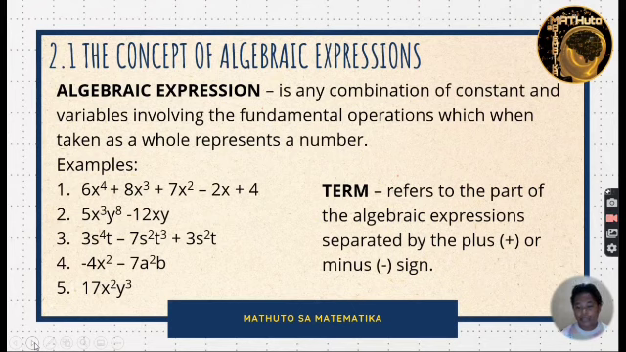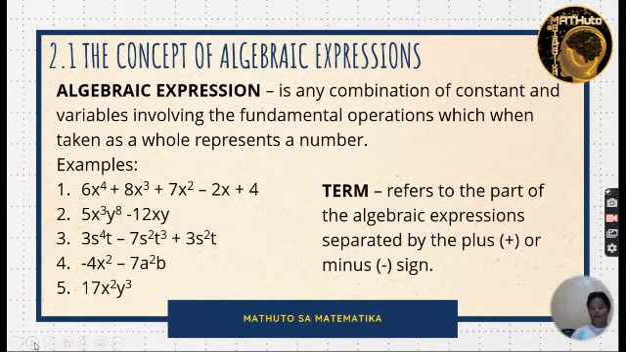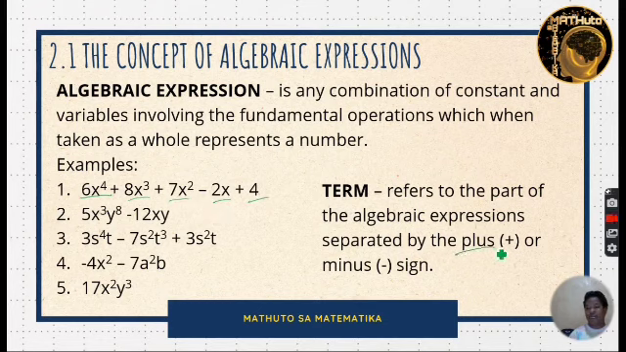And meron tayong dito na definition ng term. So, it refers to the part of the algebraic expression separated by the plus sign or minus sign. So, ito po yung halimbawa, ito po yung ating mga terms. Dito sa example na to, ito yung 6x to the 4th, 8x cubed, 7x squared, 2x, and 4. So, separated po sila ng plus and minus sign po.